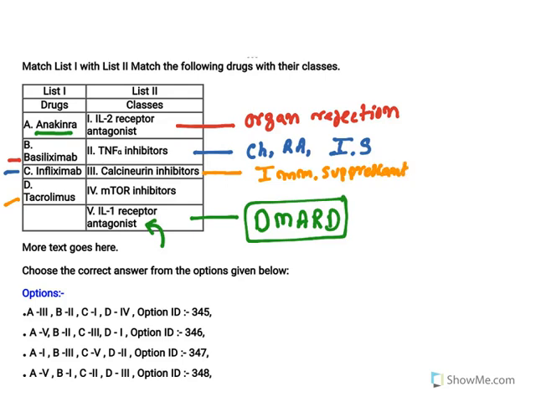Anakinra is interleukin 1 receptor antagonist, basiliximab interleukin 2 receptor antagonist, infliximab tumor necrosis factor inhibitor, tacrolimus calcineurin inhibitor. So this anakinra is 5, so this one. And see, two options are there. Now second one, basiliximab is what? Interleukin 2 receptor antagonist, so this one. So once you find out this one, the remaining things will be correct.